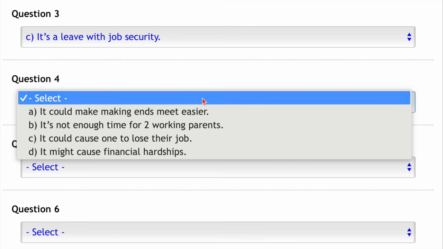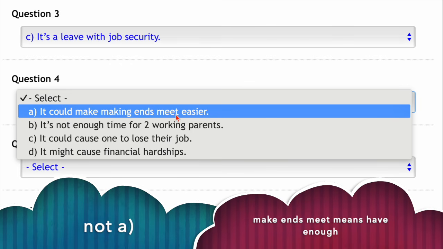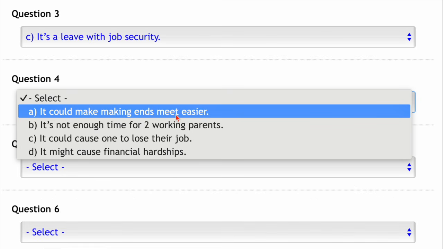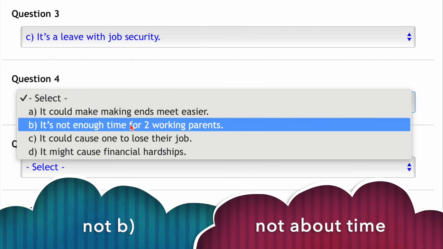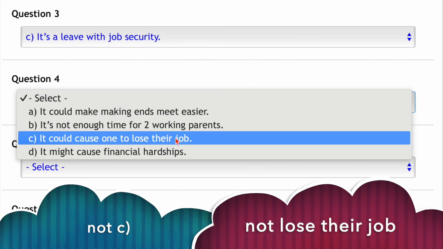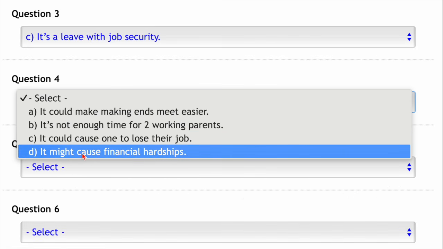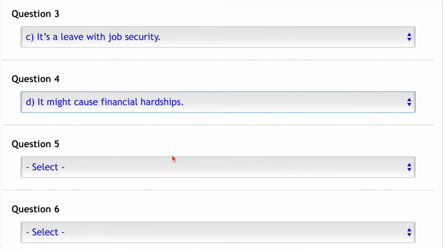So looks like the answer is not A, because making ends meet means having enough. But there it said it's not enough, or could be a problem. Families need two incomes, so not A. Not enough time. Not about time, it's about money. Cause one to lose their job, not lose their job. So cause financial problems, hardships, problems. That's the answer.